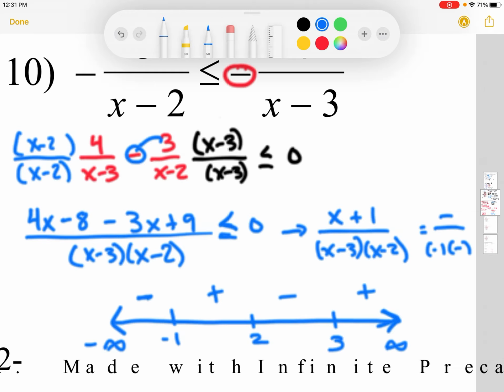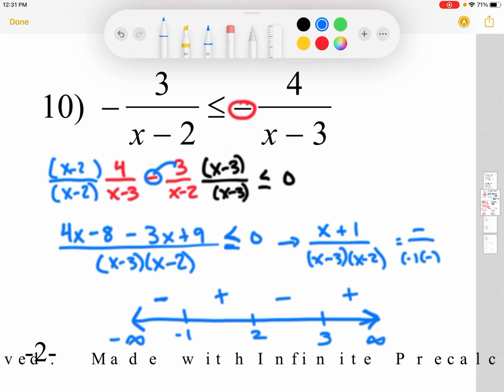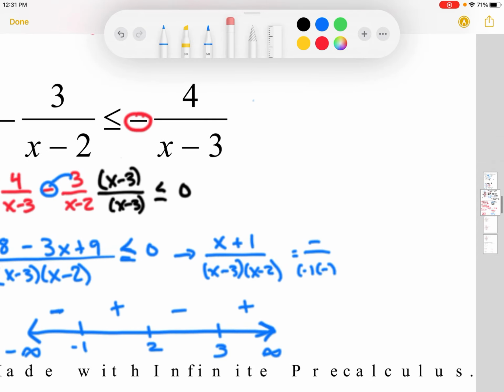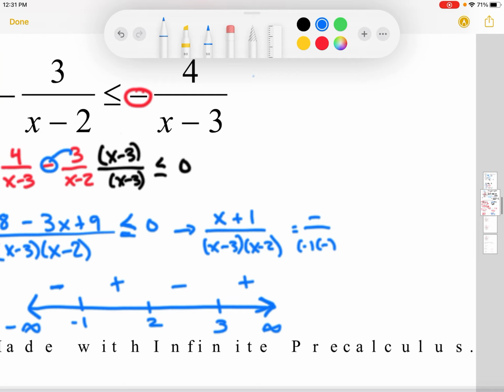So we want where this is less than or equal to 0. So that's going to be as an answer from negative infinity. You can get more space than that. So where do I have space? Over here. So we would be going from negative infinity to negative 1, bracket on the negative 1, union 2 to 3, both with parentheses because they are vertical asymptotes.